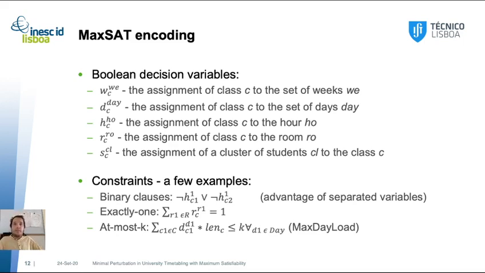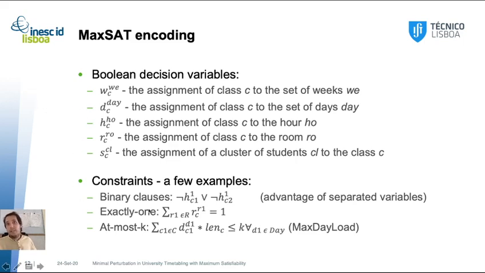So, a few examples of constraints. Most of the constraints in this encoding are binary clauses. Here we have an example of 2 classes that cannot be taught in the same time slot. This shows us the advantage of having separate variables for the time assignments, as we don't need to consider weeks or days for a constraint relating to the starting time of a class. So this reduces the number of constraints needed.